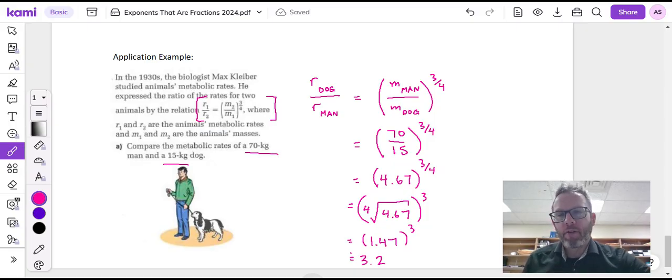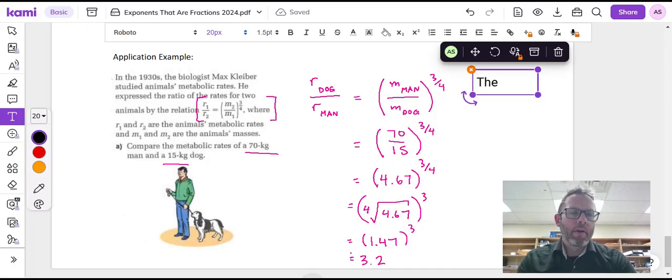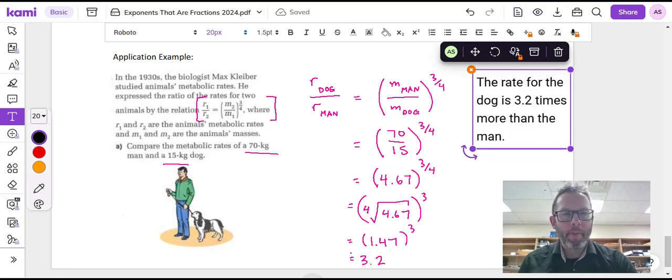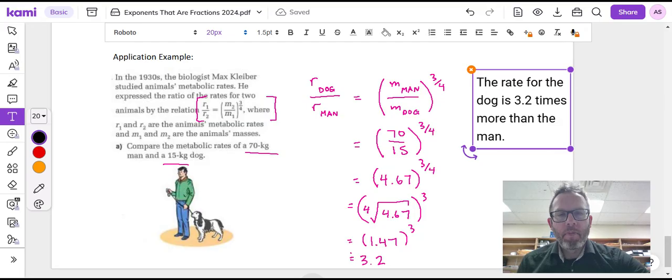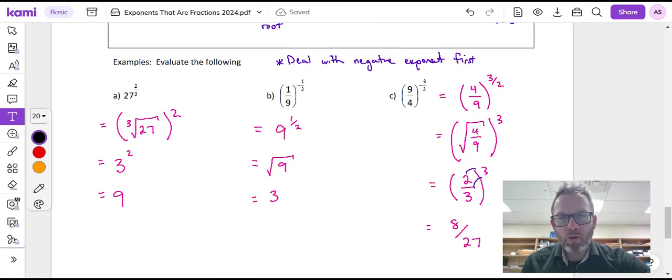All right, I'm just gonna maybe conclude that with a little sentence here. The rate for the dog is 3.2 times more than the man. We'll just wrap it up that way. Okay, big goal today though is for my students to be able to apply this rule for fraction exponents. You see an exponent that's a fraction, you can apply the rule, turn it into something where you're using roots, and then use your calculator to evaluate.